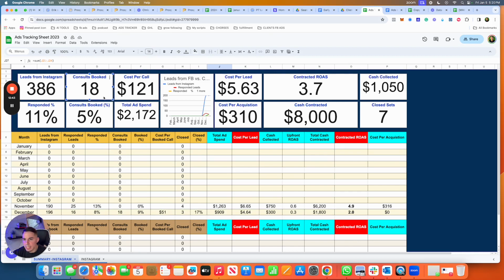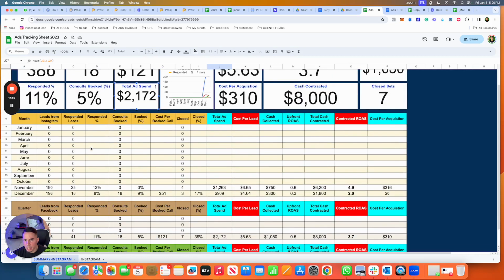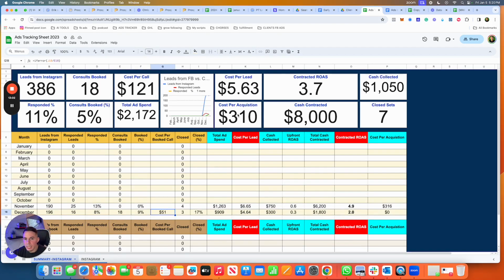And he's got 18 book calls. So he spent a total of $2,100 in the year of 2023, for November and December, which means his total cost per book call was $51, which is super low. So this tells me he's getting leads for $5, which is super low. His cost per acquisition is super low.